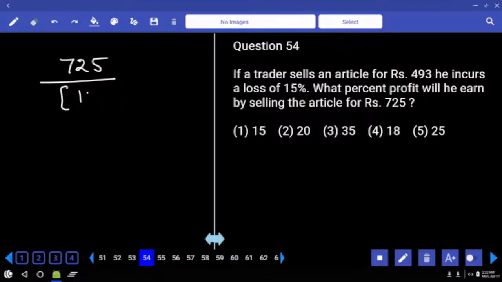You know 493 as a percentage? 85. Then the 1% value is 493 divided by 85 only. Denominator in denominator comes to numerator, which is equal to 85. Yes? Right. I'm actually done with the answer without calculating anything. Now you actually need to go for cancellation.